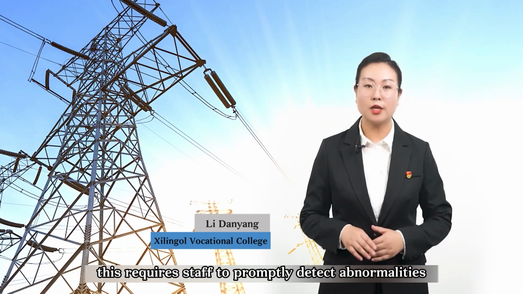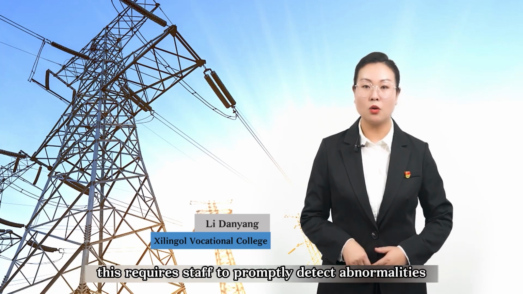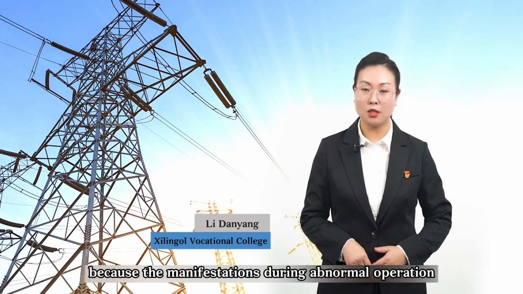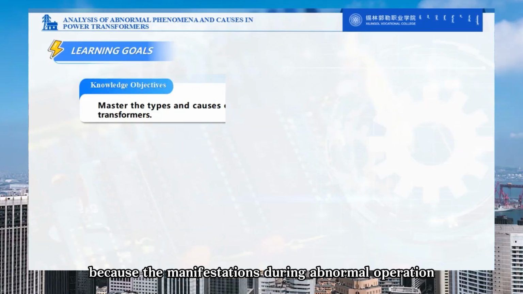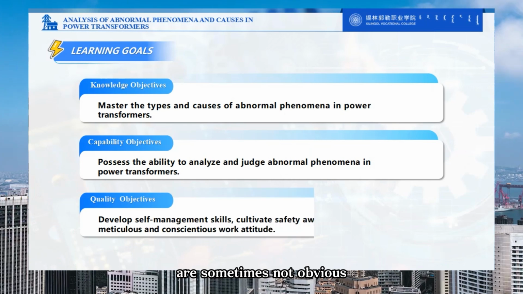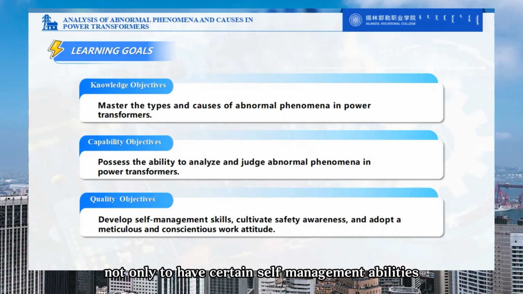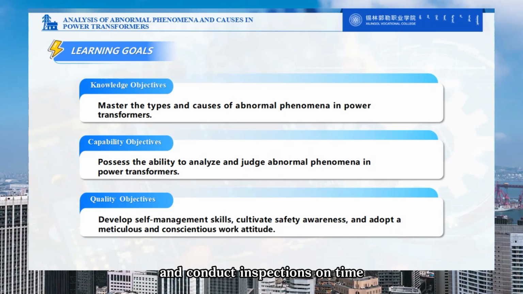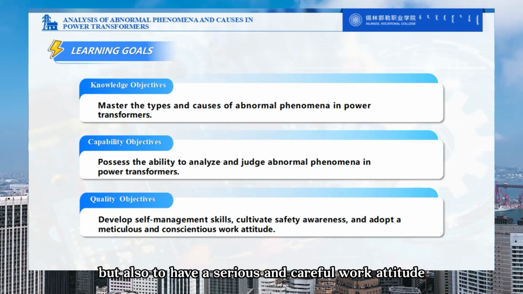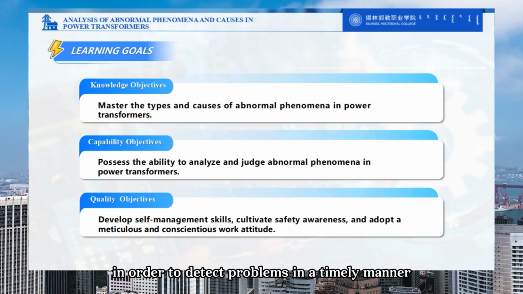This requires staff to promptly detect abnormalities during inspection tours, but because the manifestations during abnormal operation are sometimes not obvious, this requires our staff not only to have certain self-management abilities and conduct inspections on time, but also to have a serious and careful work attitude in order to detect problems in a timely manner first.